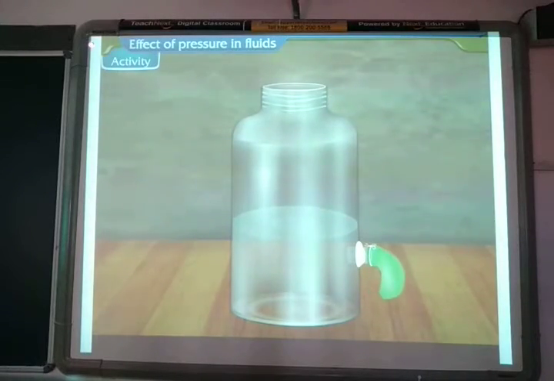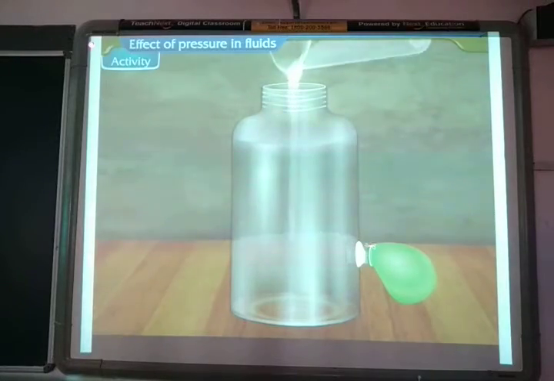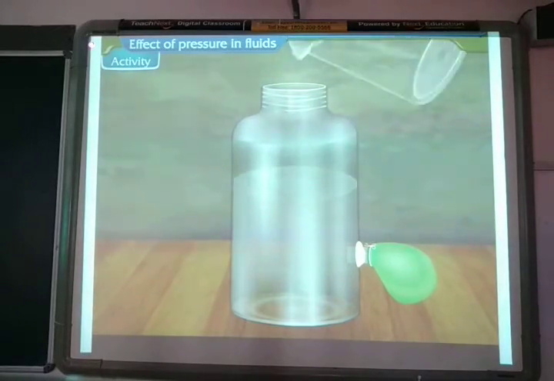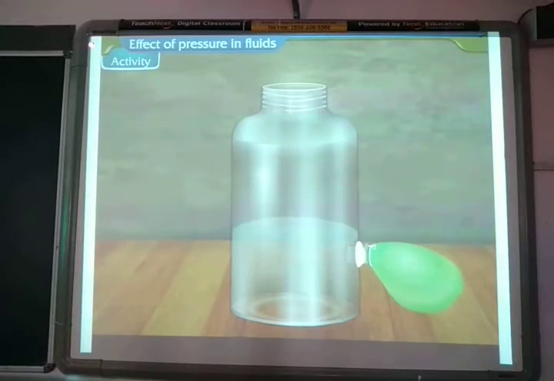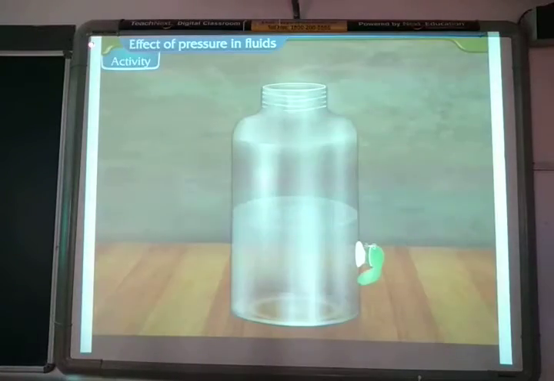Note that as water is poured into the bottle, the balloon fixed to the glass tube begins to bulge up gradually. You will observe that the bulge in the rubber balloon increases as more water is poured. The balloon bulges out because the water column in the bottle exerts pressure on the walls of the container.